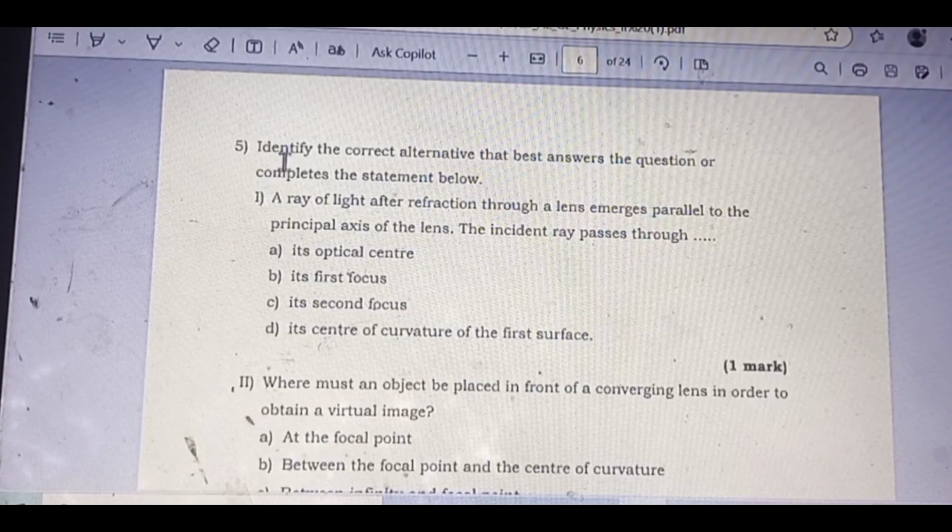Question 5. Identify the correct alternative that best answers the question or completes the statement below. I. A ray of light after refraction through a lens emerges parallel to the principal axis of the lens. The incident ray passes through. The correct answer is letter C, its second focus.